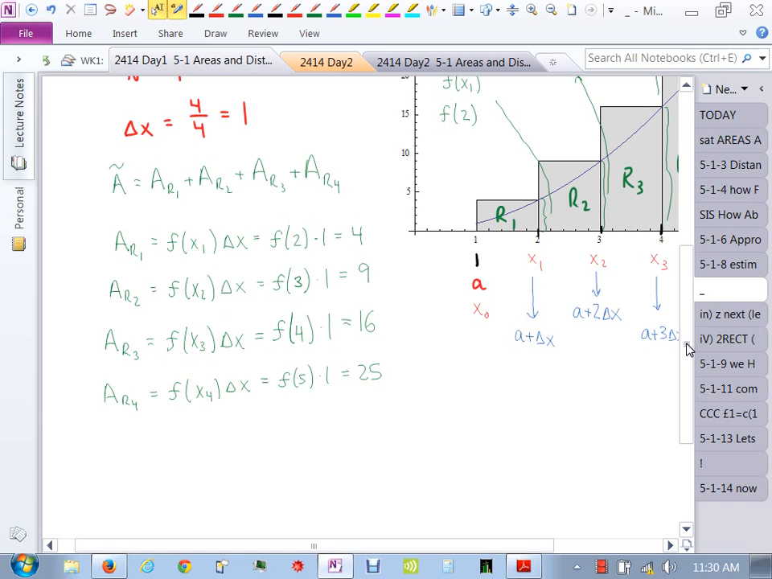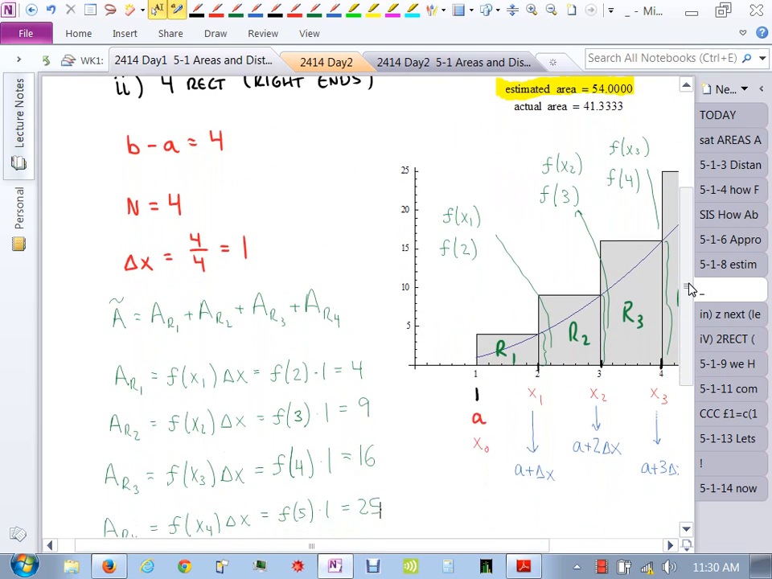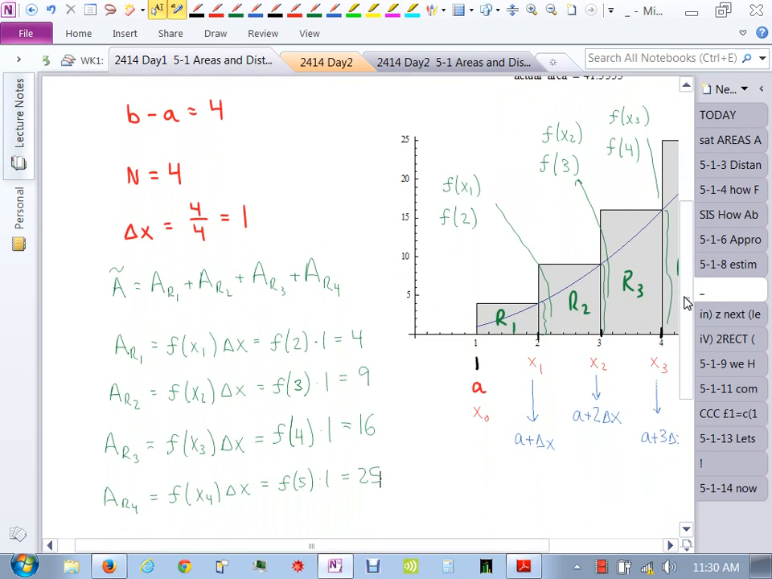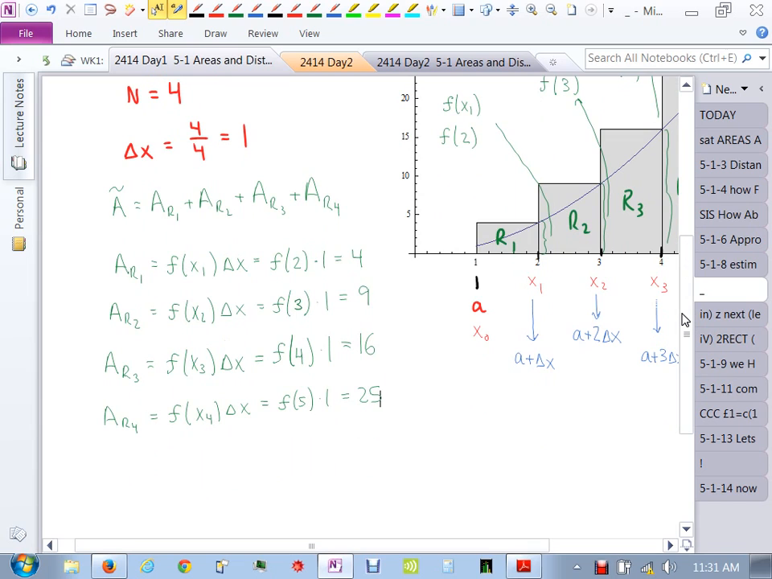Oh, hey, what do those add up to be? 51? Or 54? It's 54, right? Okay. So they add up to be 54. That's our approximation, right? Any questions?